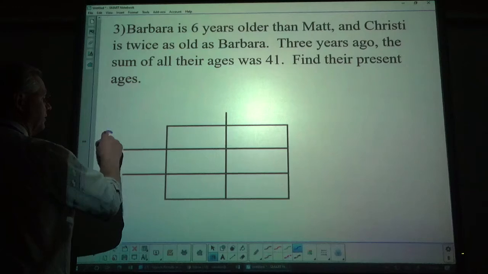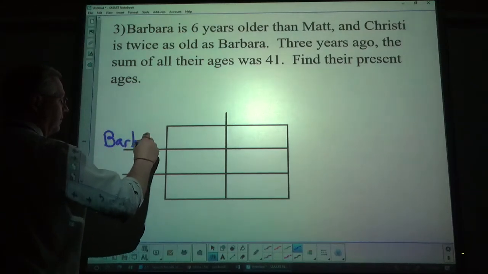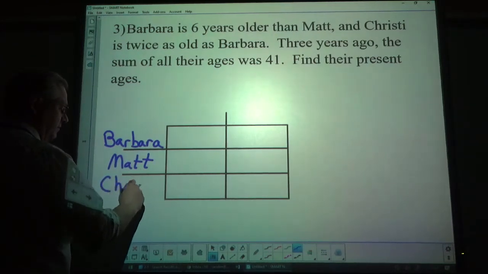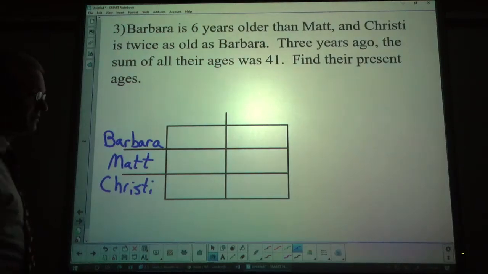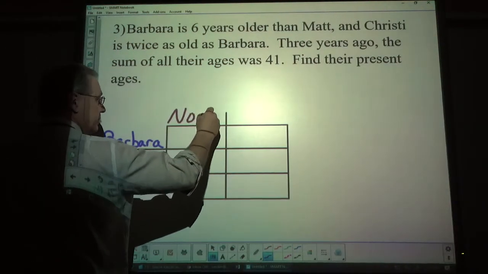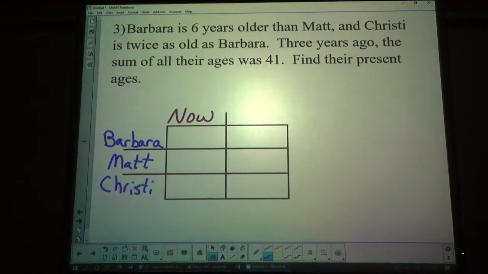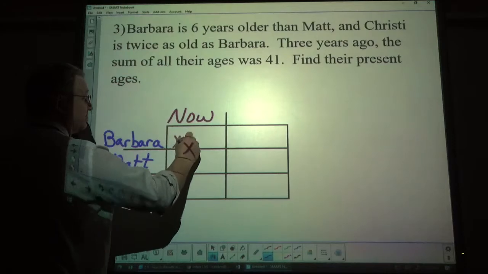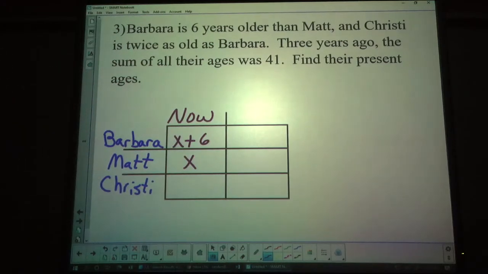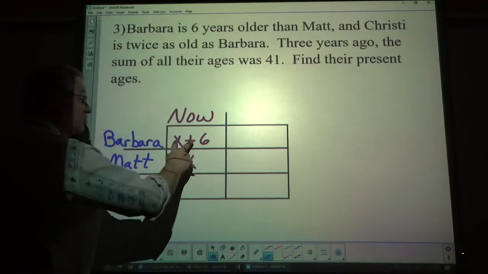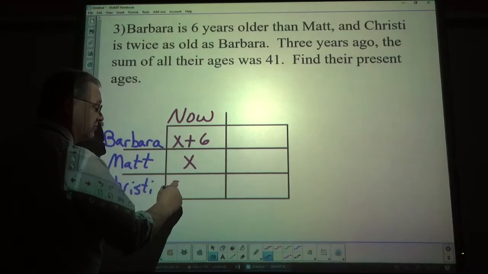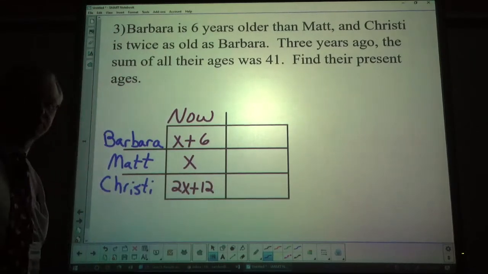The 3 people are Barbara, Matt, and Christy. We still need the now category. And it says Barbara is 6 years older than Matt. So Matt's not talked about. Barbara is 6 older, so x plus 6. Christy is twice as old as who? Barbara. So twice this. Now whether you write 2 parentheses x plus 6 or multiply it in 2x plus 12, it's up to you.